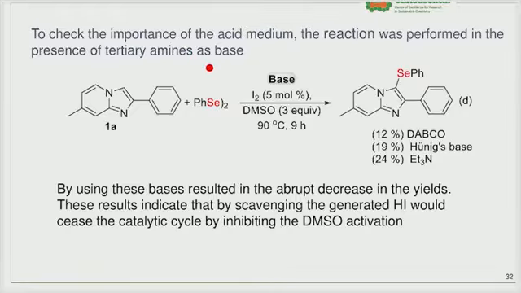So with this intention, we performed the standard reaction in the presence of base. We used DABCO, Hünig's base, and triethylamine to capture if there is any acid species formation. Interestingly, when the reaction was performed, there was a great amount of quenching in the reaction. So the base is quenching the reaction. This highlights that HI could be the species, as we tried in a previous reaction.